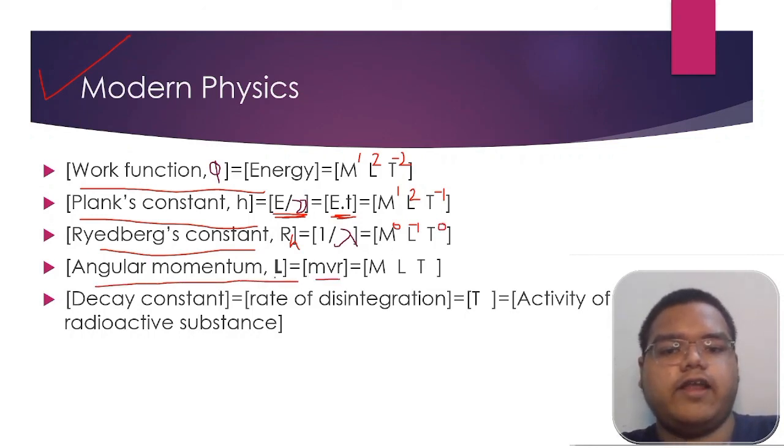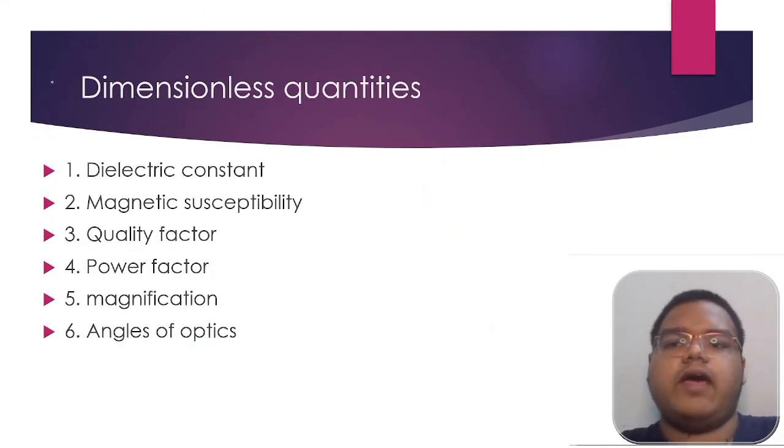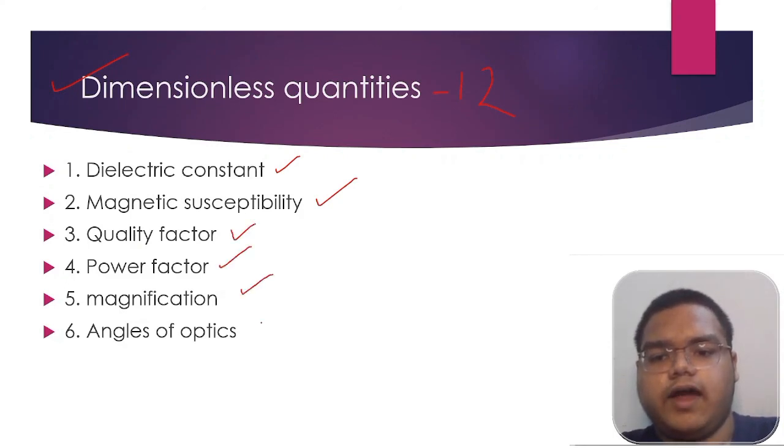Angular momentum L will have the dimension of mvr. We have discussed it earlier in our previous video. It will have the dimension of M to the power 1 L to the power 2 T to the power minus 1. Decay constant, or rate of disintegration, will have the dimension of T to the power minus 1, which is equal to the dimension of activity of a radioactive substance. Next, the dimensionless quantities of class 12 are dielectric constant, magnetic susceptibility, quality factor, power factor, magnification, and angles of optics.